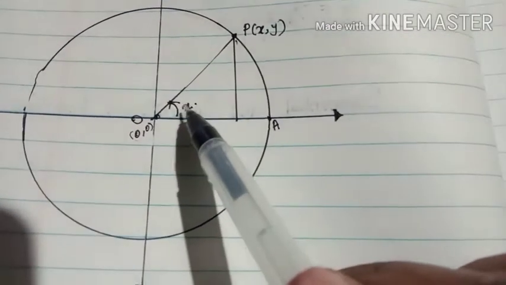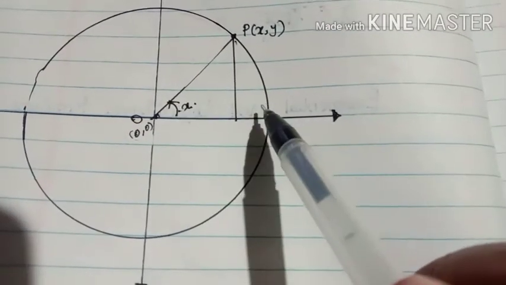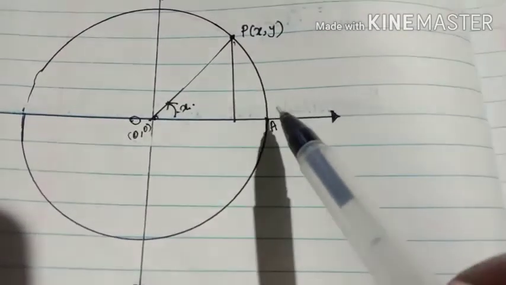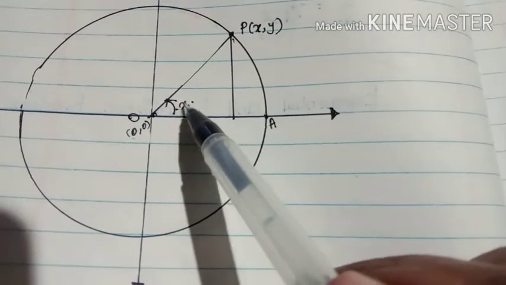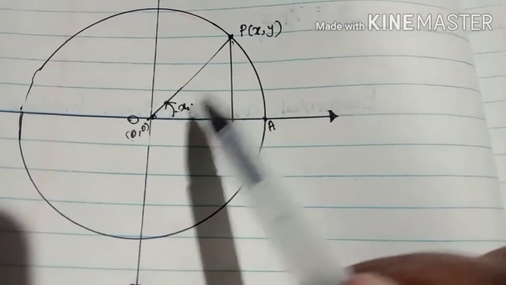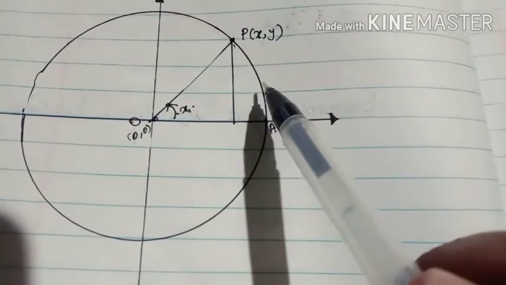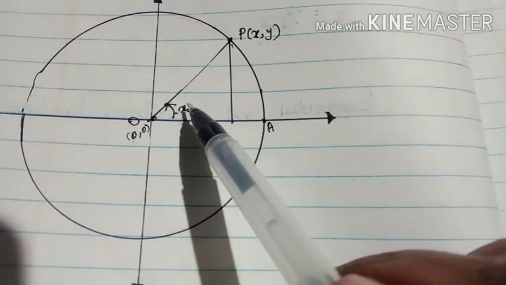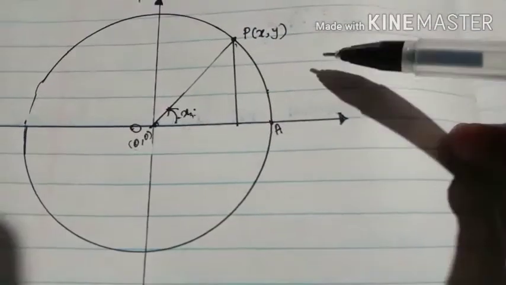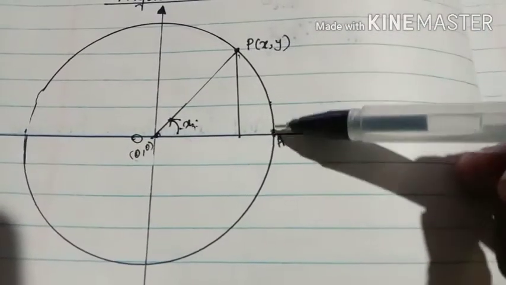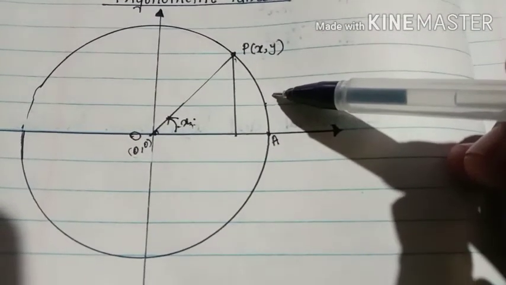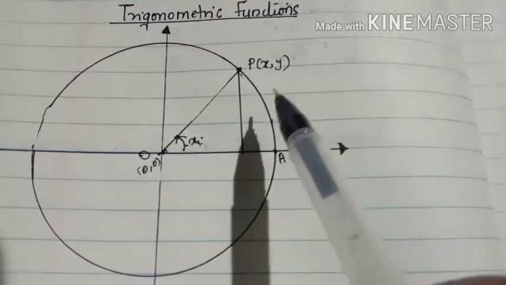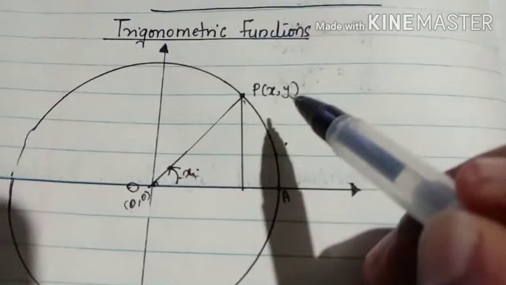X radian means this angle occupies the arc AP. Okay, the arc AP. So whatever the angle in radian measure is the same as the length of the arc. So here the angle measurement is in radian, that is our x radian. Therefore, the length of this arc AP is x. Is that clear?